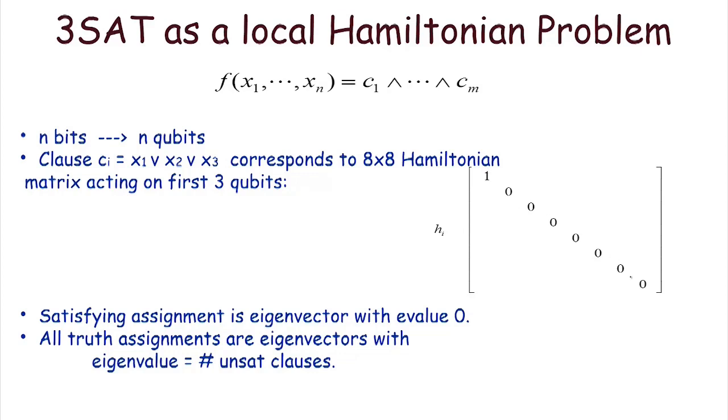Okay, so now your Hamiltonian H is just going to be H1 plus H2 plus up to H sub m.